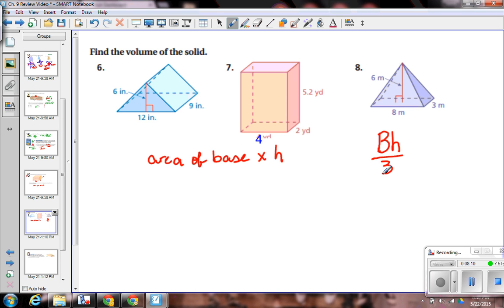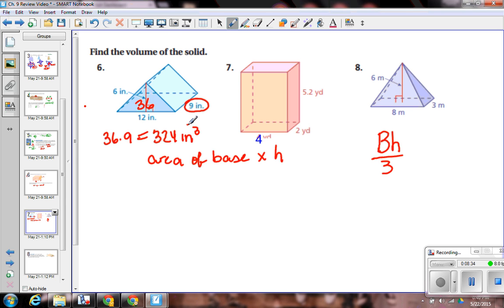The area of our base would be 1/2 of 6 times 12, which would be 36. And our height is 9. So we would just be doing 36 times 9 to get the volume. And that's 324 inches cubed.